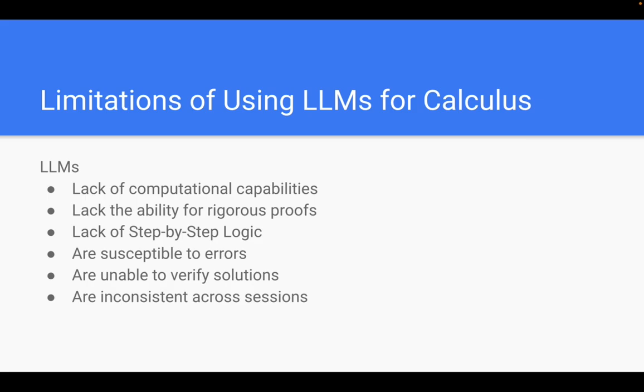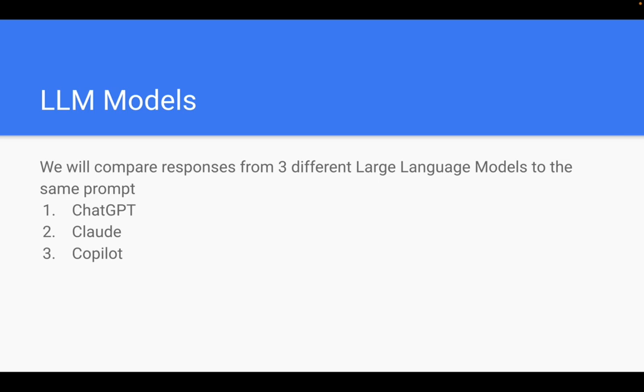Now, we'll explore how to compare outputs from different models, evaluate their accuracy, and debug errors using an example problem. We will compare three responses from three different large language models to the same prompt. The three models that we will be looking at are ChatGPT, Claude, and Copilot. All are free, but there are also many other models that you can use.